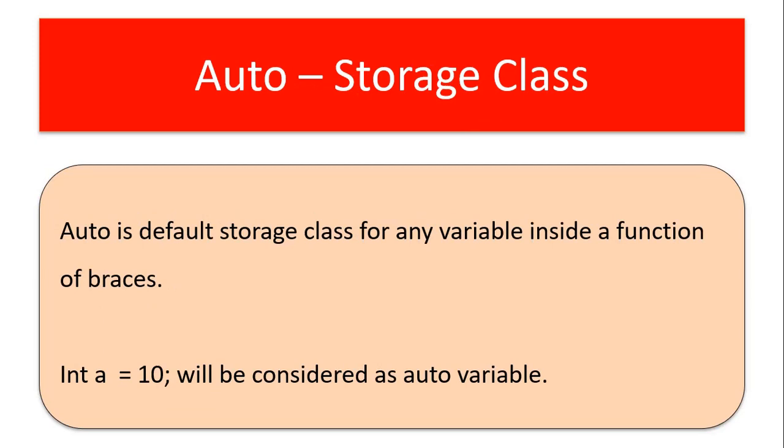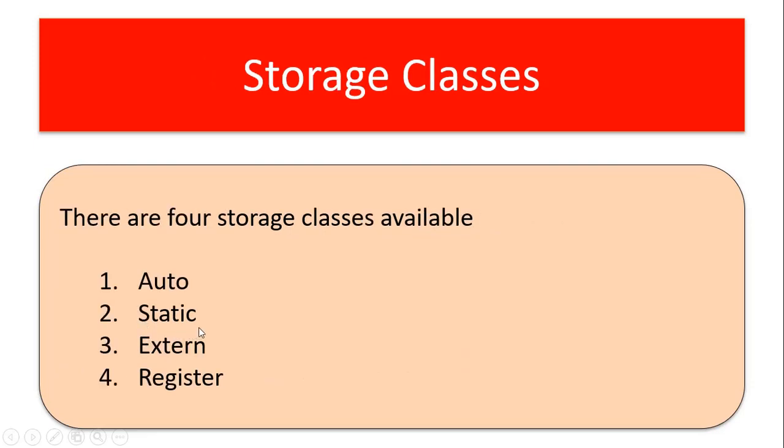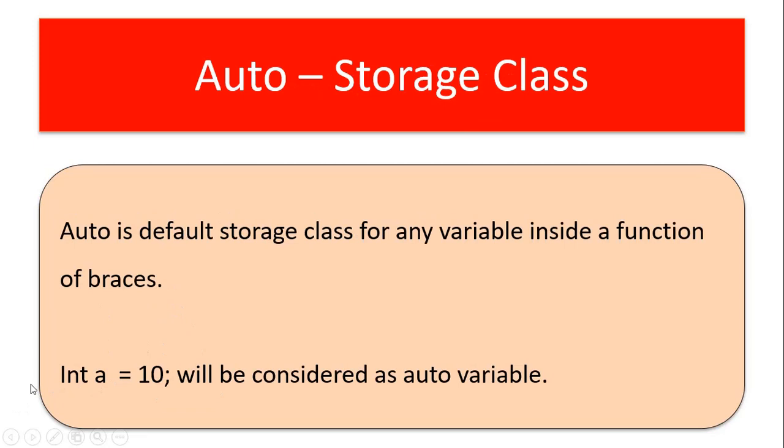Whenever a variable is declared or initialized, like int a equal to 10, mentioned here, it will by default be treated as an auto variable by the compiler. For example, for a static variable, external variable or register variable, it must be mentioned: static int a, extern int b, register int c, like that. But for the auto storage class, the keyword auto is not necessary. By default, int a equal to 10 will be considered an auto variable by the compiler.